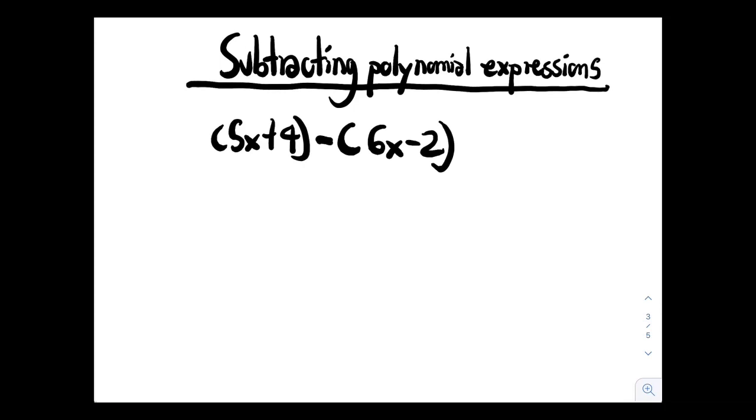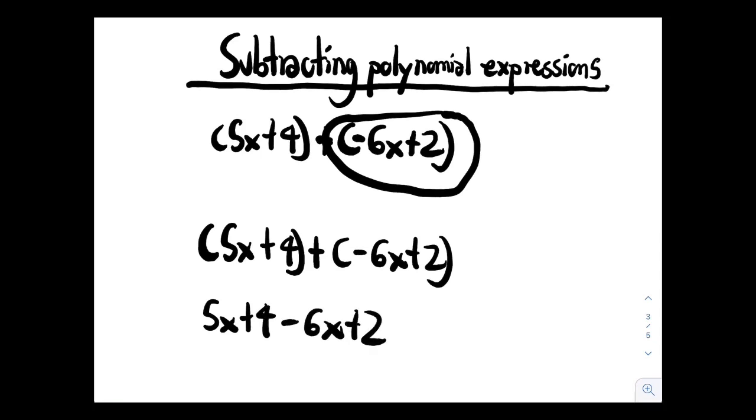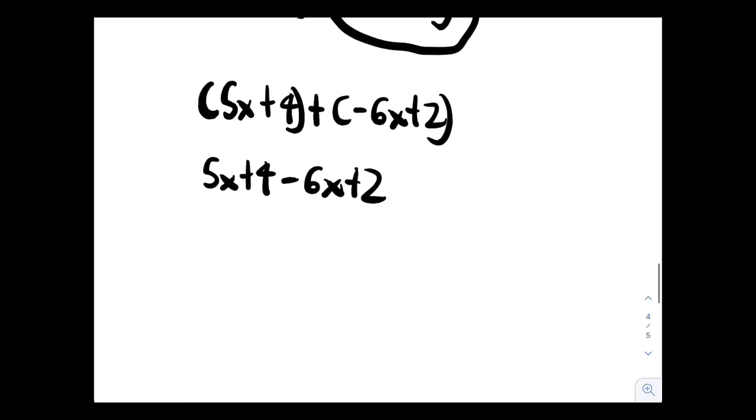So what that means is we change this negative to a plus sign, and then we go into the second polynomial and change the signs on each of the terms. So the positive 6x becomes a negative, and then the -2 becomes positive, and so we end up with 5x plus 4 plus -6x plus 2. And that's really just 5x plus 4 minus 6x plus 2. And from here we would solve.